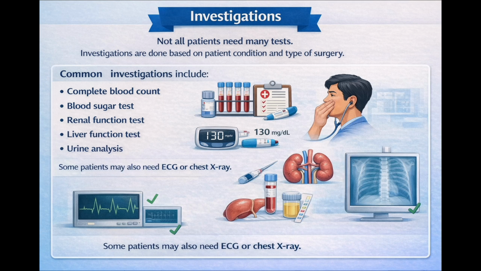Next one is investigations. Not all patients need many tests. Investigations are done based on patient condition and type of surgery. Common investigations include complete blood count, blood sugar test, renal function test, liver function test, and urine analysis. Some patients may also need ECG or chest X-ray.